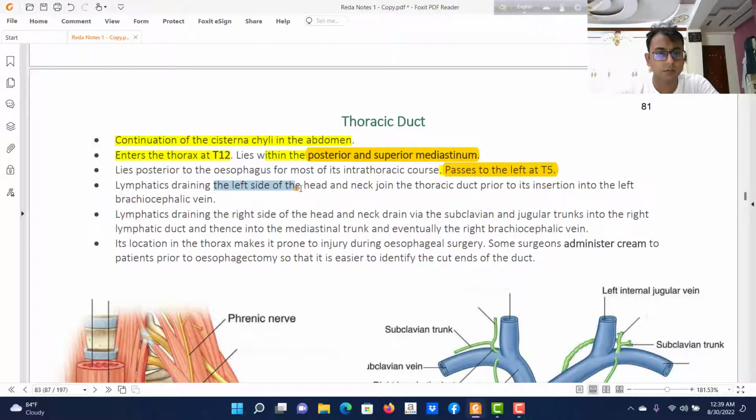Lymphatic drainage of the left side of the head, neck, joins the thoracic duct prior to its insertion into the left brachiocephalic vein. So except the right upper half, all the body's lymphatics go through the thoracic duct. The right upper half, that is the right hand and the upper part of the chest, and the shoulder and the arm, is not drained to the thoracic duct.